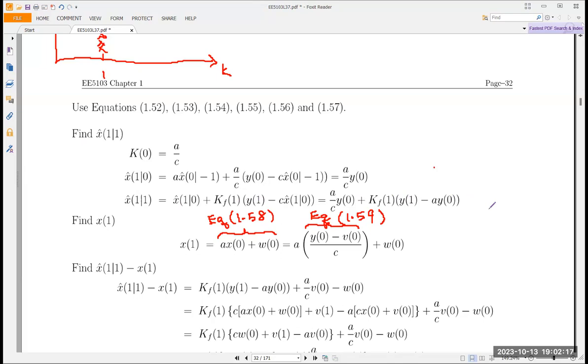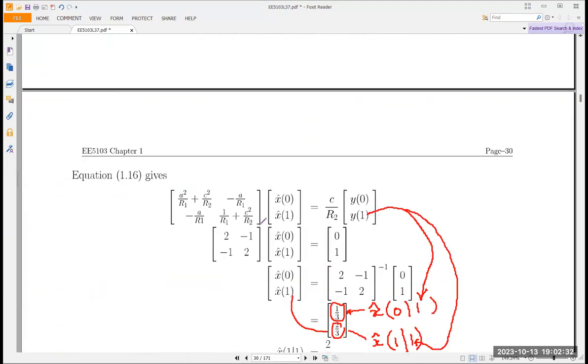There's no point for me to substitute here, substitute there in class. You have to go back and take a look. This is nothing more than that. Find x1. So x1, you use equation 58, which is this one.